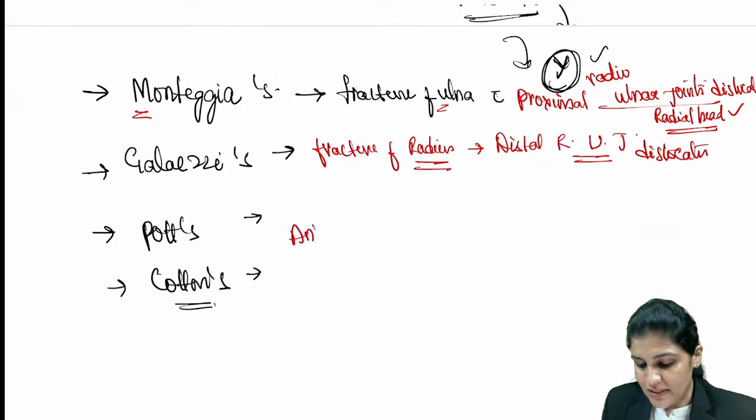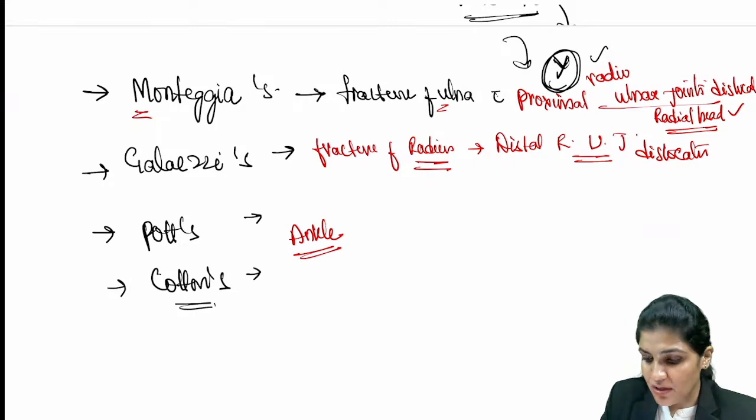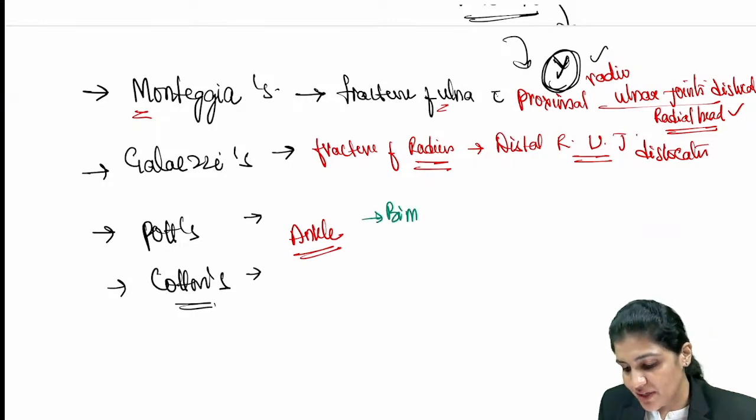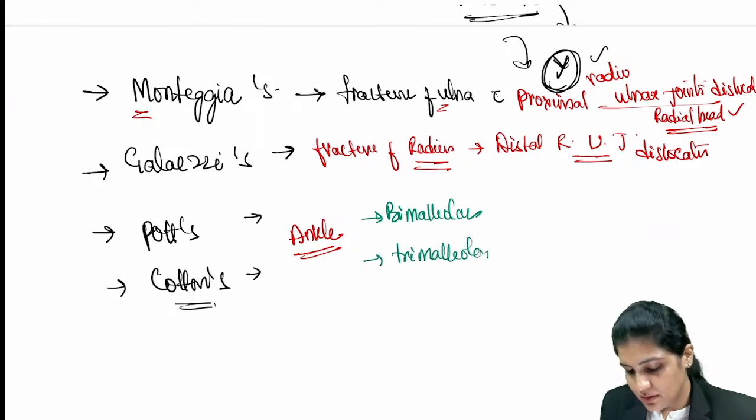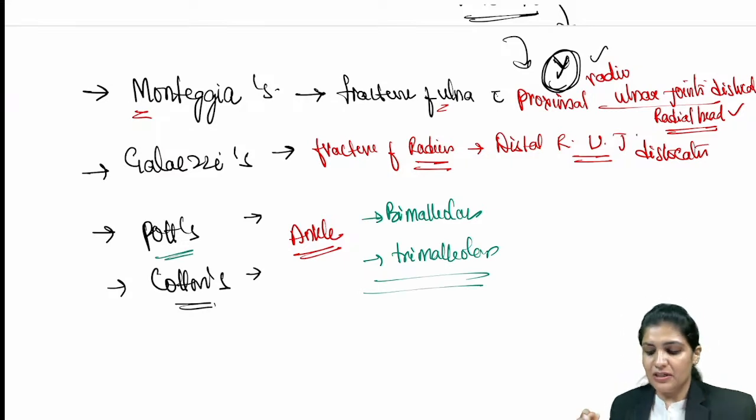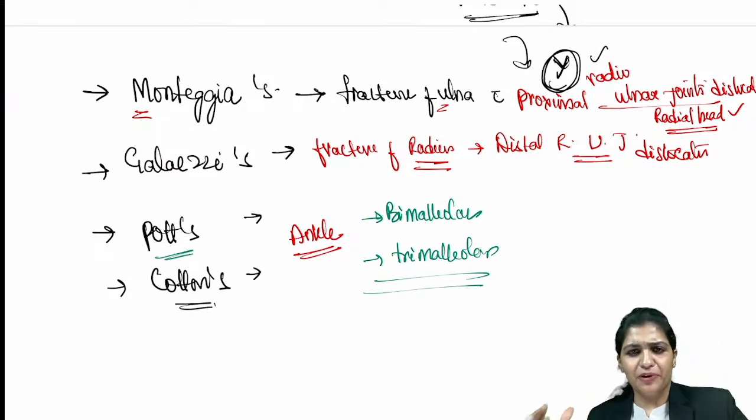And Pott's and Cotton's is seen in case of ankle, where Pott's is called the bimalleolar fracture and Cotton is called the trimalleolar fracture. Right? So this again you have to remember. So there were various eponyms of the fracture. So some of the important ones are Monteggia and Galeazzi. Usually they are asked in the exam.